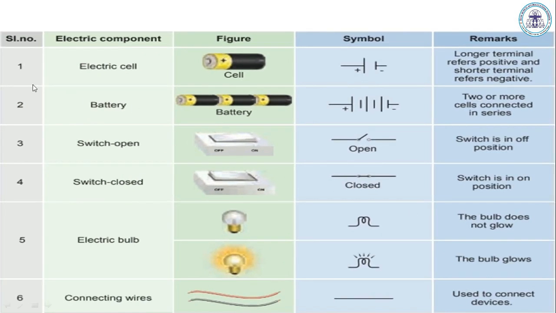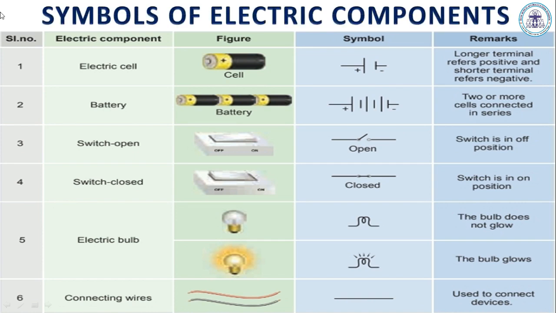We use figures for identifying different electric components. Using electric components in complicated circuits is difficult. So, symbols of the components are used instead of figures. If these symbols are used in electric circuits, even complicated circuits can be easily understood. Let's see the symbols of electric components.